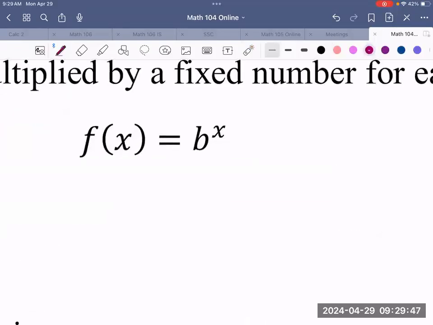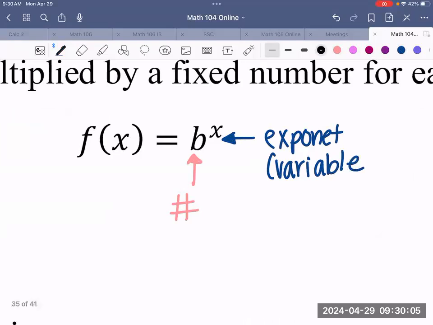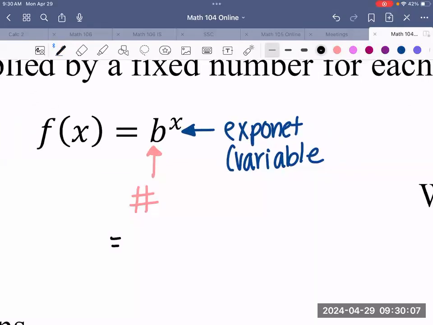So b, for example, is any number. So b is a number, and x is the exponent, the variable. So for example, perhaps something like 4 to the x, or 2.3 to the x, or 1/2 to the x, or sorry, 1/3 to the x, all would be an example of an exponential function.